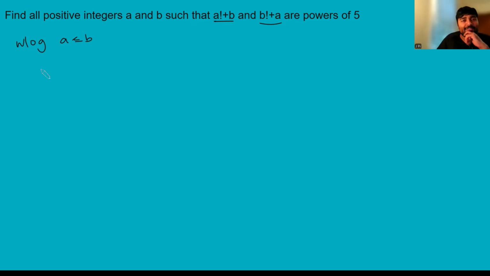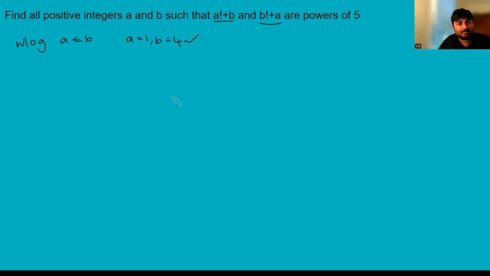Let's play around with this. Can we find any solutions to this? Well, let's try. 1 and 4 works. If I make a 1 and b 4, 1 factorial plus 4 is 1 plus 4, which is 5. And 4 factorial plus 1 is 24 plus 1, and that's 25. And 5 and 25 are both powers of 5. Great, that works. And so at the end, we'll also get a is 4 and b is 1 works, swapping those around.